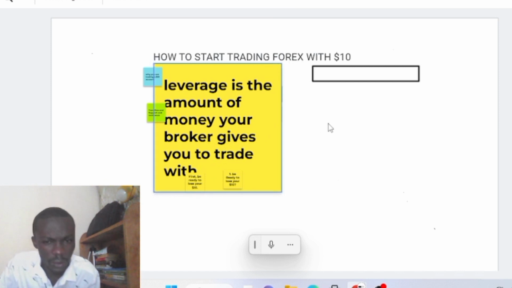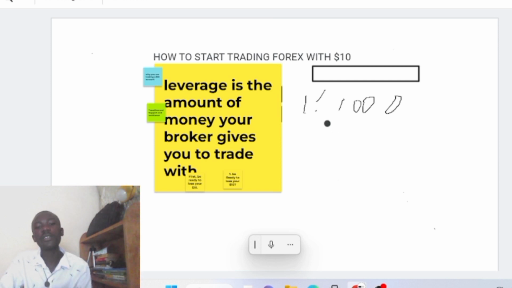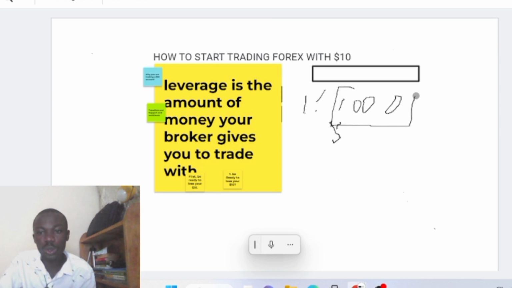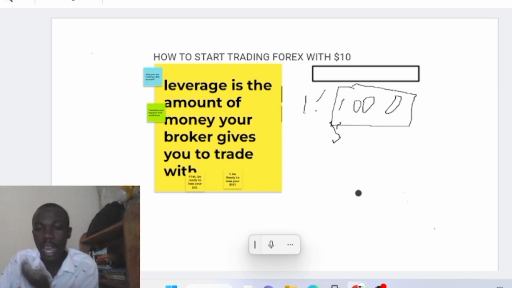Now, if you have some money on your account and you get a brokerage and the broker is giving you 1 to 1,000, this is the leverage that we are going to use on our $10 account. So if we have a leverage of 1 to 1,000, it means at the back end we can get a broker that can give us this leverage. It means not all brokers are going to be able to allow us to trade our $10 account. We only need a broker that is going to actually give us a leverage of 1 to 1,000.